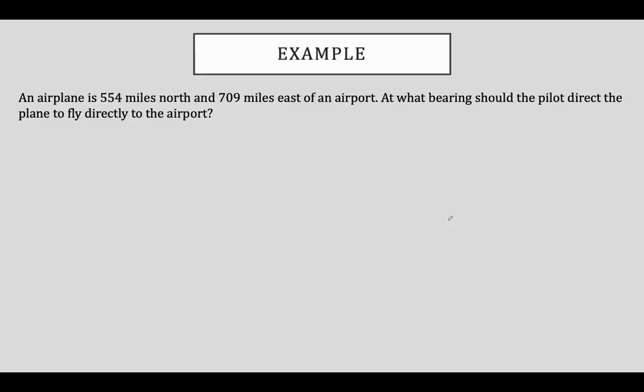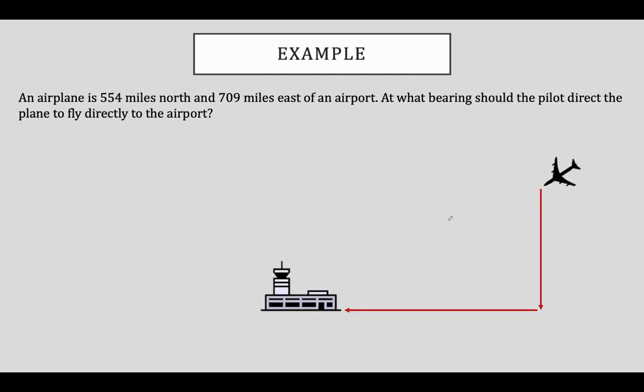An airplane is 554 miles north and 709 miles east of an airport. At what bearing should the pilot direct the plane to fly directly to the airport? All right, so let's start off with drawing a picture. Here I have my airplane. Here I have my airport. I know that the plane is 554 miles north of the airport and 709 miles to the east of the airport. At what bearing should the pilot direct the plane to fly directly to the airport?